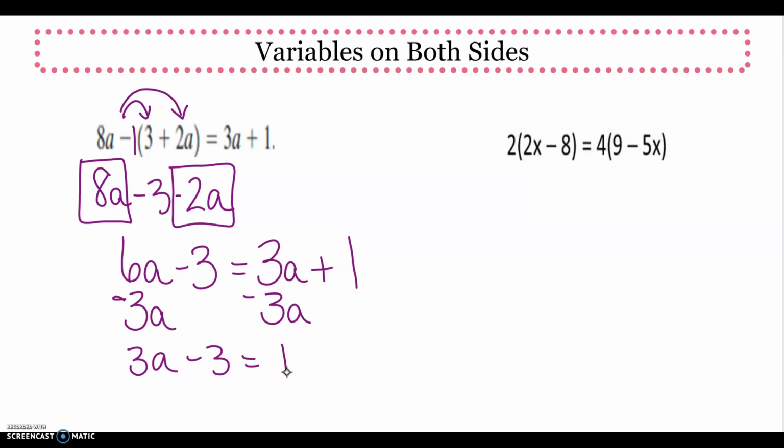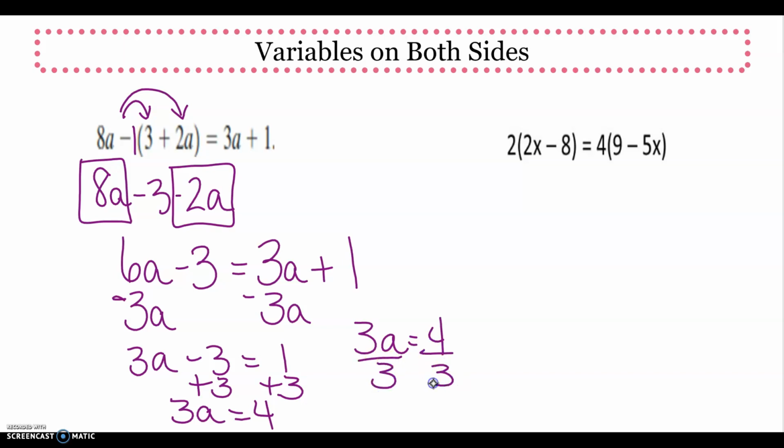Now we want to move our constants to the opposite side. So since we moved our variables to the left, we're going to move our constants to the right. So -3, to move it to the right, we're going to add 3. And we're left with 3a is equal to positive 4. Our last step is going to be to divide by 3. So 3a is equal to 4. I'm going to divide by 3 on both sides. I'm left with a is equal to 4/3, or 1 1/3. Okay?